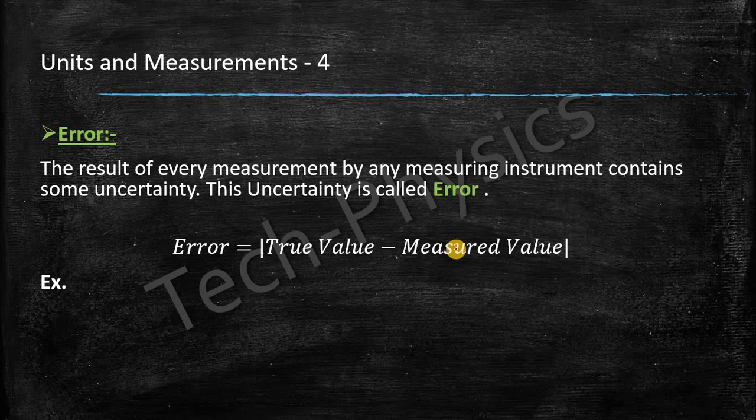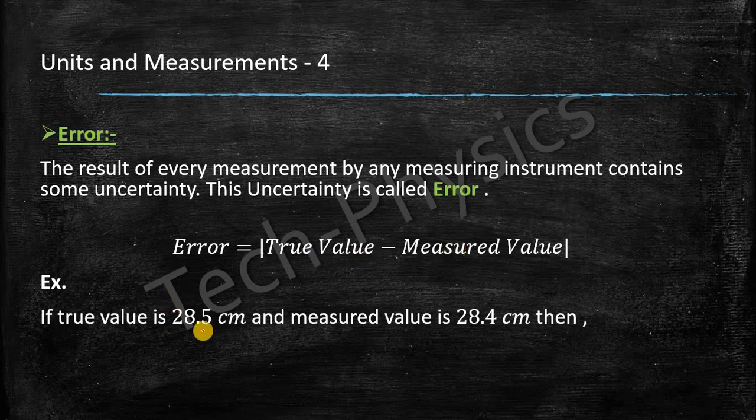So let us take an example. Let us say I have a true value as 28.5 centimeter and measured value is 28.4 centimeter. So in this case, error will be magnitude of 28.5 minus 28.4, that is 0.1 centimeter. So in this given example, the error will be 0.1 centimeter.